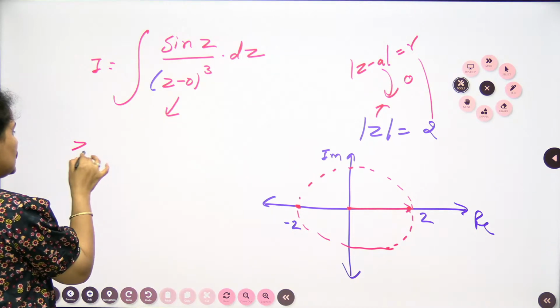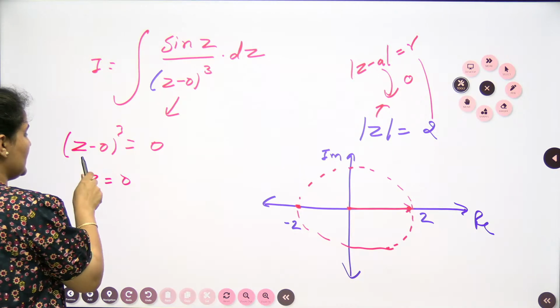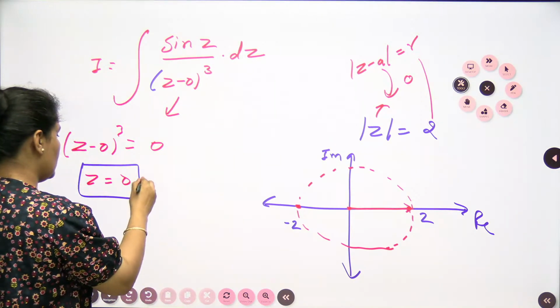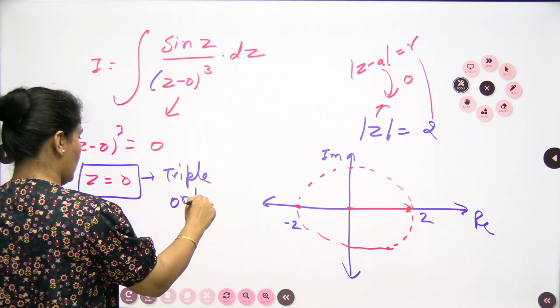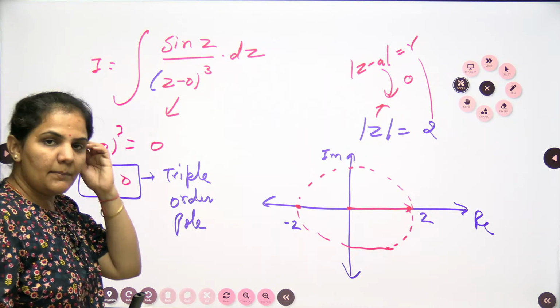So when I solve this, I can see z minus 0 to the power 3 is equal to 0, so z is equal to 0. First of all, my pole is a triple order pole. So this is not a single pole, this is a triple order pole. Although it does not make any difference because the pole is 0 only.